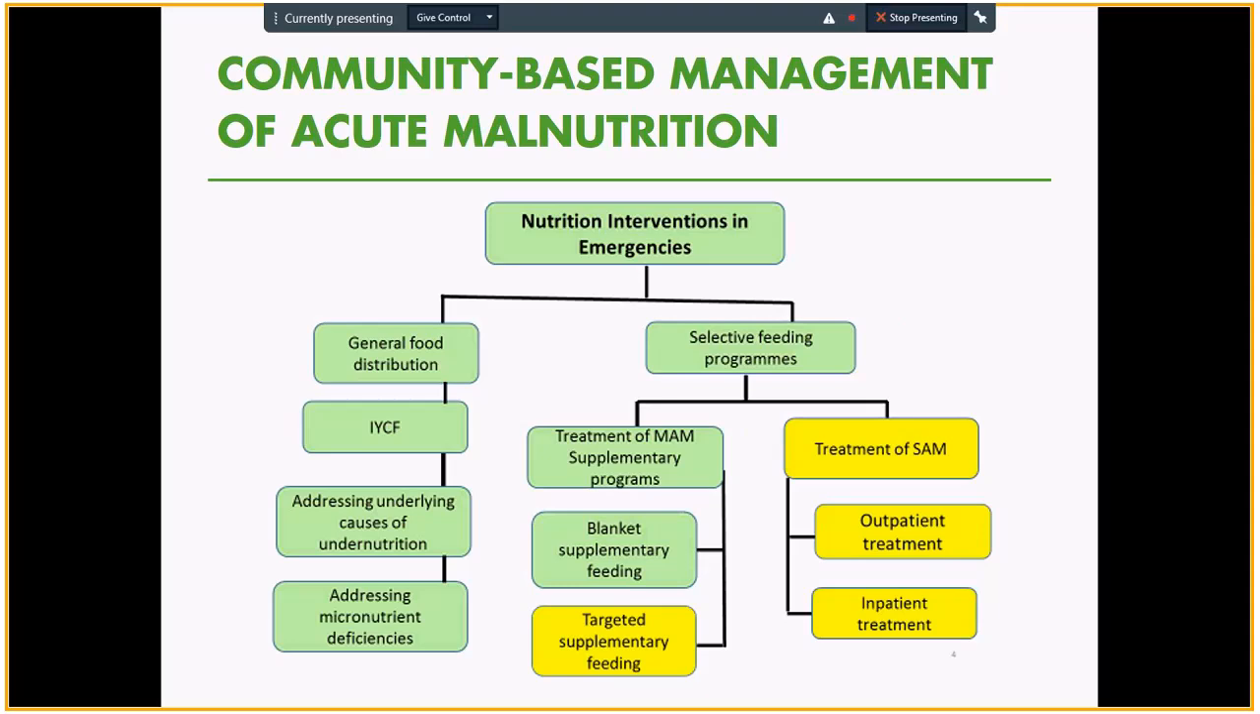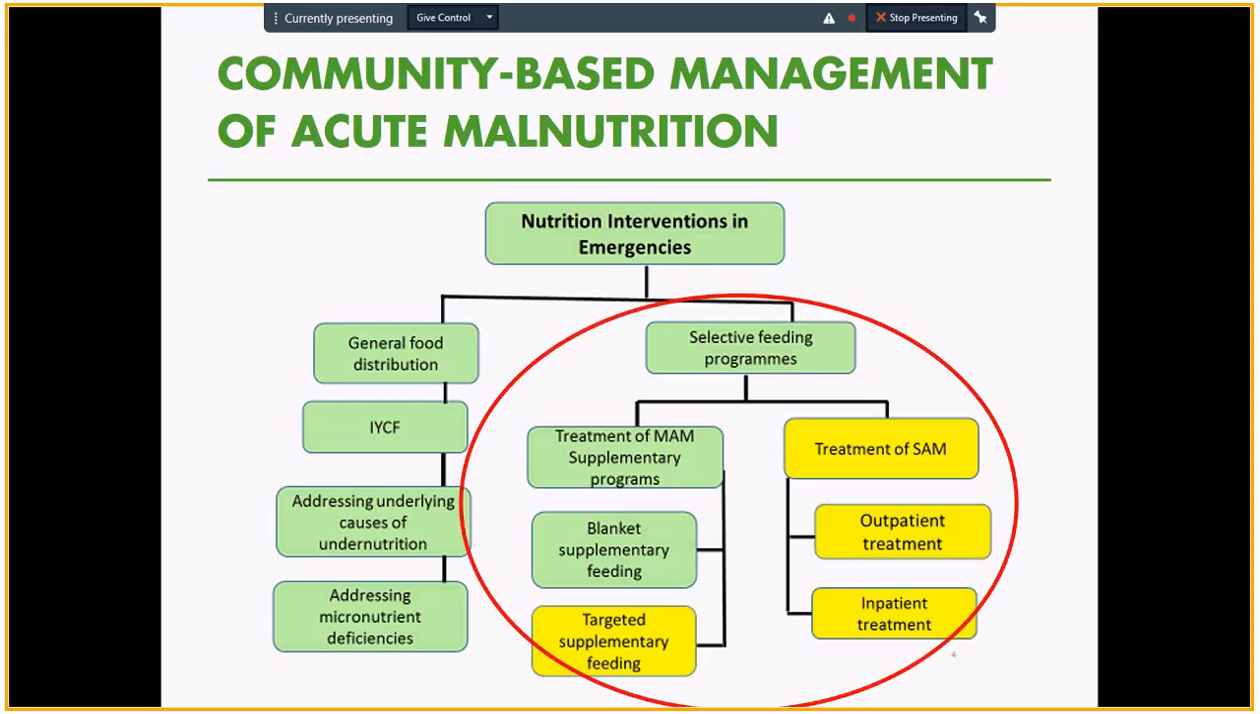So it includes treatment of severe acute malnutrition, or SAM, in the community, so outpatient treatment, and in stabilisation centres or hospitals with inpatient treatment. It also includes the treatment of MAM children, so moderately acutely malnourished children, and this is done through targeted supplementary feeding programs. Blanket supplementary feeding programs also take place in emergencies.